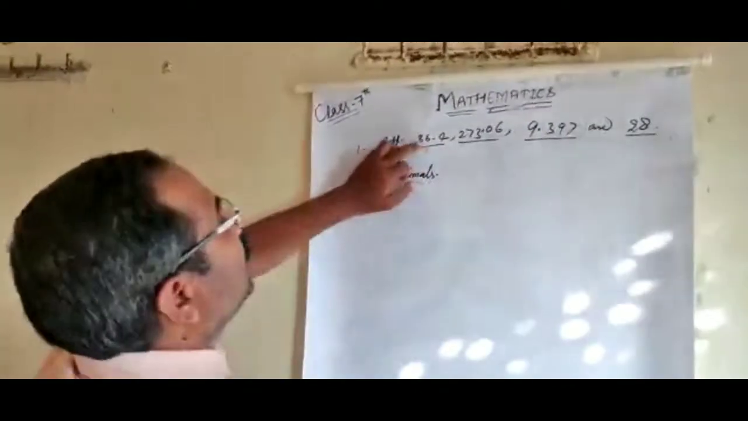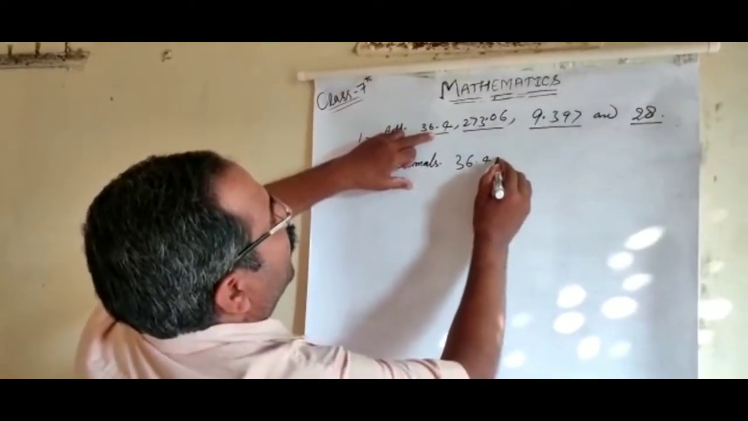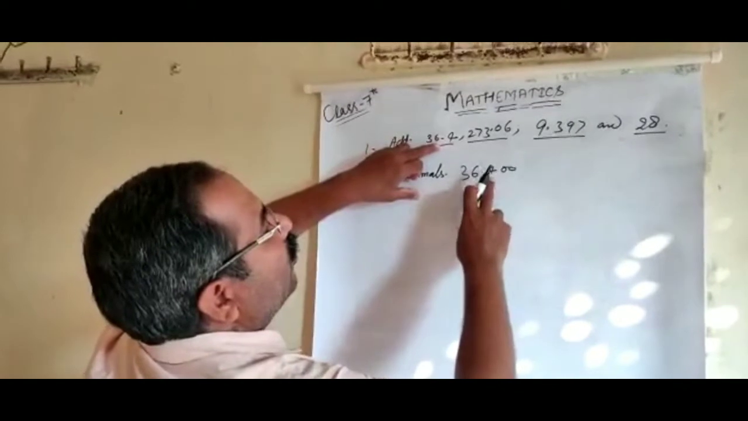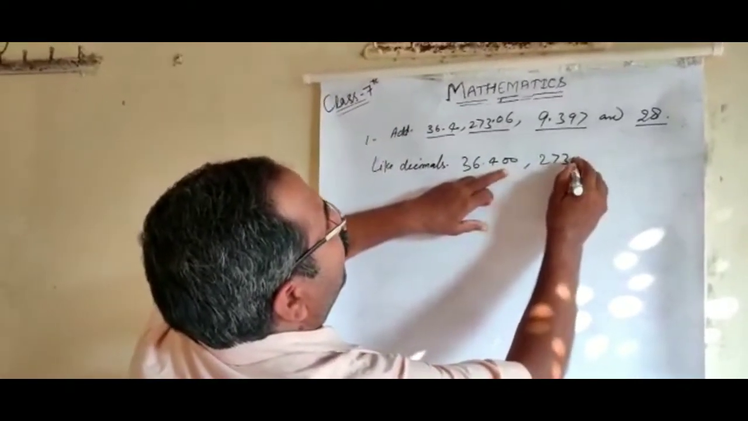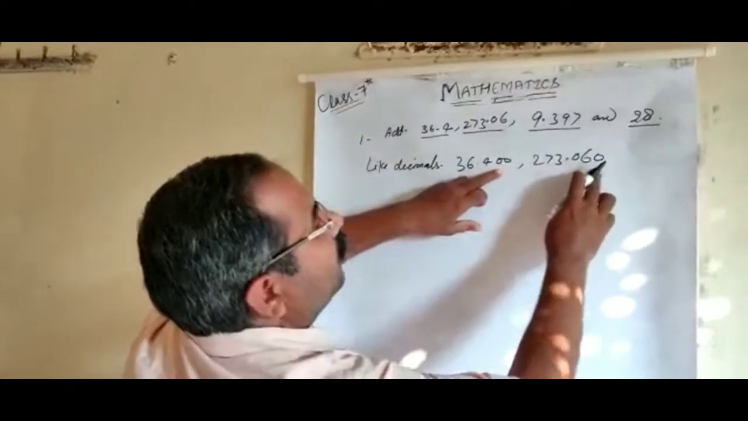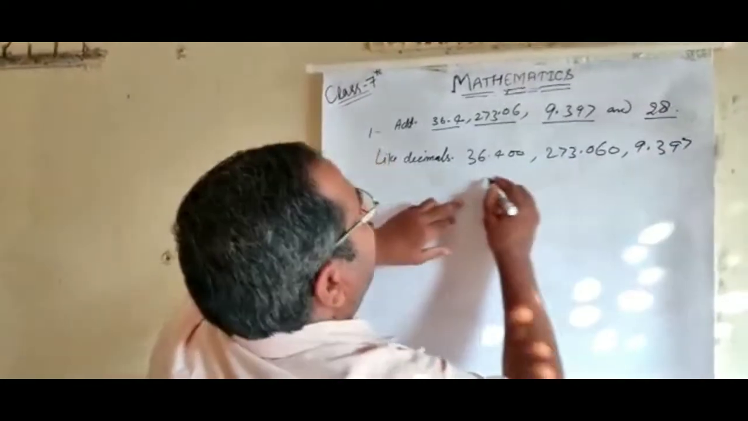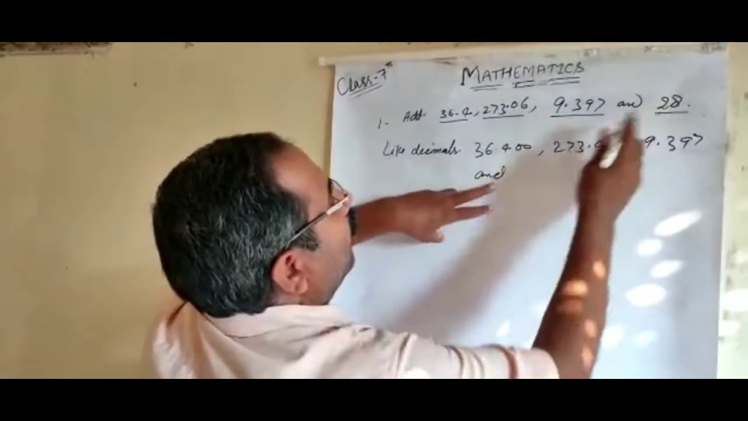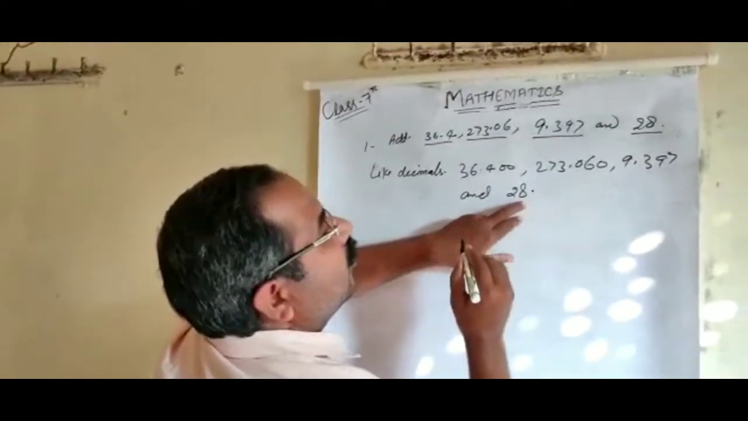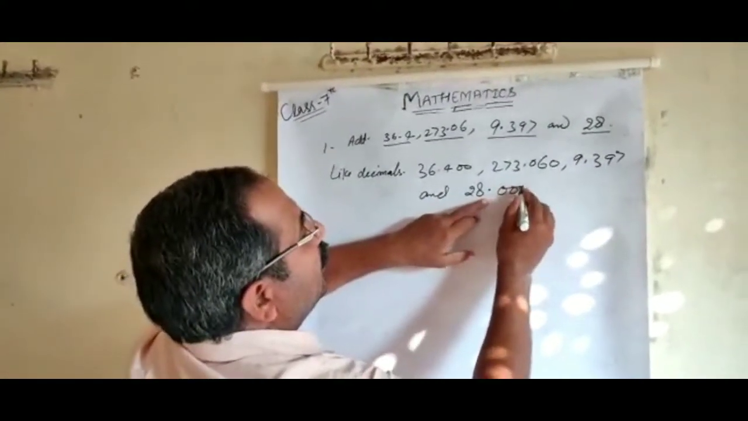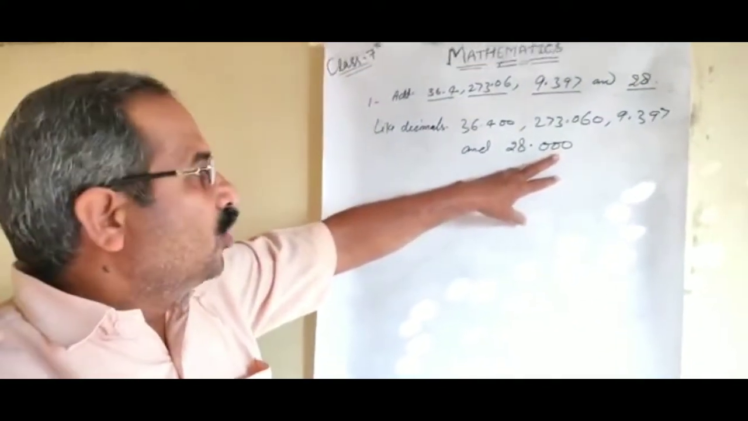For this, in the first number you will increase 2 zeros. In the second you will increase only 1 zero. In the third it is the same, and in the fourth it is a whole number, so you will put the point after the whole number, and you will increase 3 zeros.